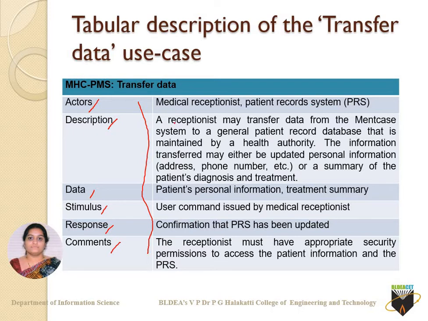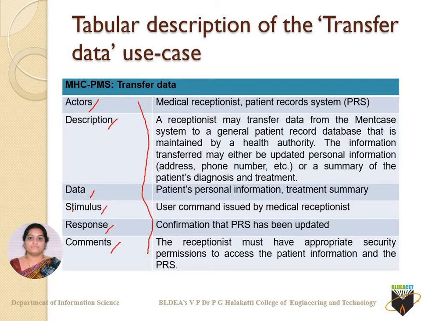Okay, what's the description? The description says that a receptionist may transfer the data from the Medcare system to a general patient record database that is maintained by a health authority. The information transferred may be either updated personal information, that can be address, phone number, etc., or a summary of the patient's diagnosis and the treatment. For example, a patient comes up and updates their address, phone number, or some other things, or some additional checkup that particular person has gone through. And that additional treatment is updated in the diagnosis and treatment category.